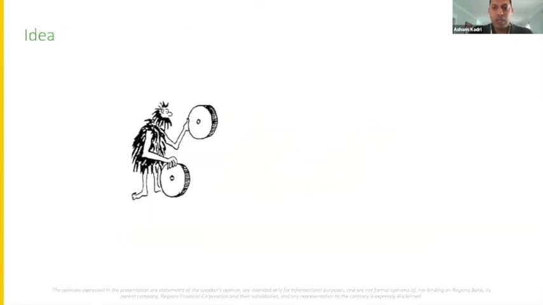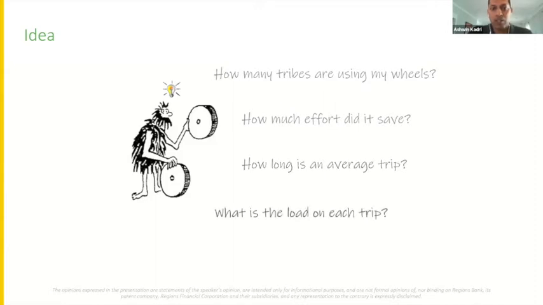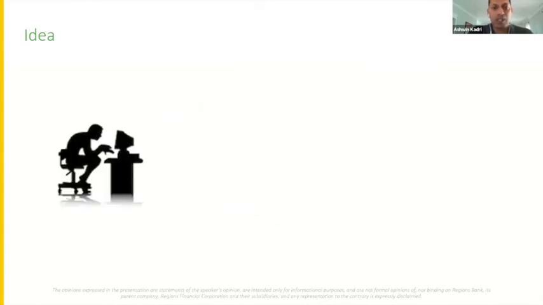After helping many teams with a set of wheels, the caveman would have wondered, how many tribes are using my wheels? How much effort did it help save? And if he was analytical, he'd be asking, what was the length of each trip, and what's the load on each trip? The caveman evolved, and now we have the testing automation engineer.